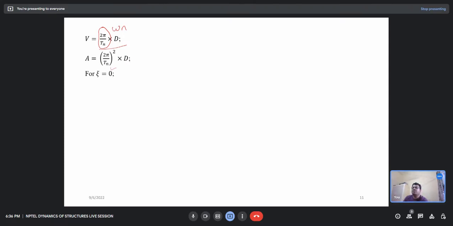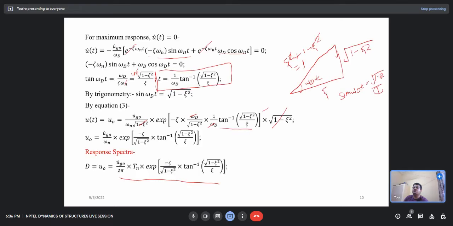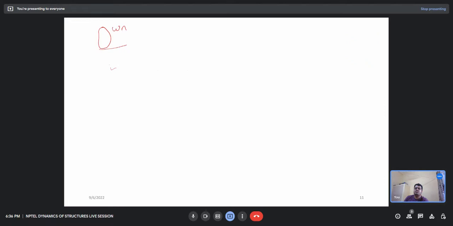So for damping equal to 0, if I put xi is equal to 0 in this equation, this whole term becomes 0, and exponential 0 is, what is the exponential 0? It is 1. Okay, so if you put this value, my d becomes this.